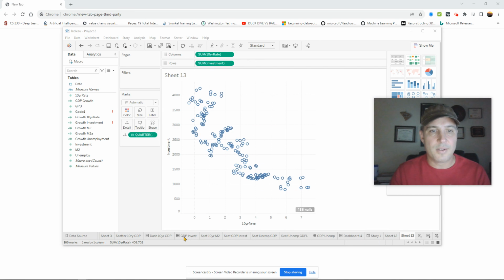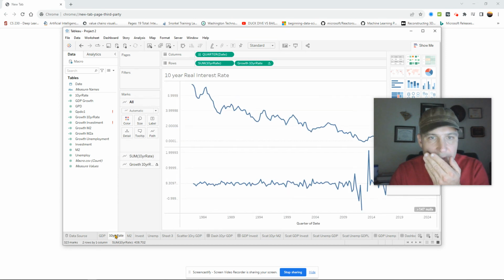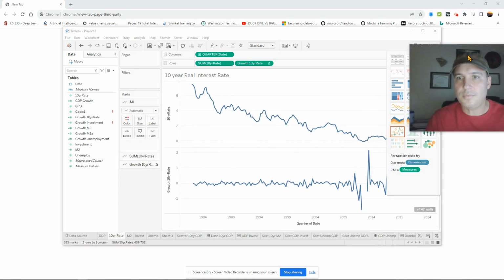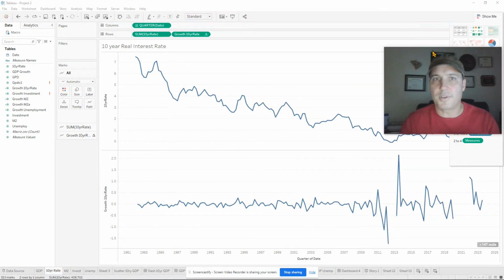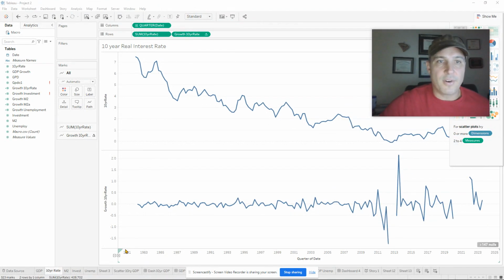So where is this? Investment. I've got, this has too many things on it. The 10-year interest rate. There it is. Here's the 10-year interest rate. I'll just blow it all the way up. Look, here's the 10-year interest rate over time from the early 1980s until the present, in levels. And what's happening? It's falling, right?